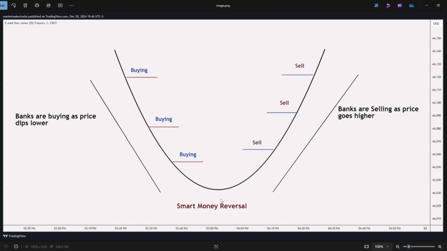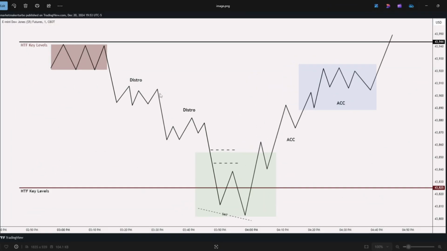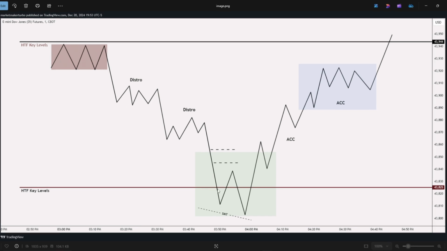Once price hits its key level, it will hit a smart money reversal. And then here's where you usually get your 2022 mentorship. And you look for a breaker and a market structure shift in here. In this image here, you can see the red, that would be the original consolidation. The green box would be the smart money reversal. And the blue box would be the distribution phase.